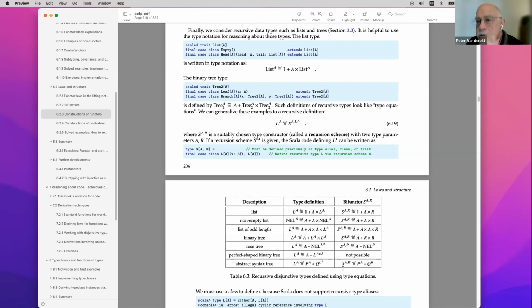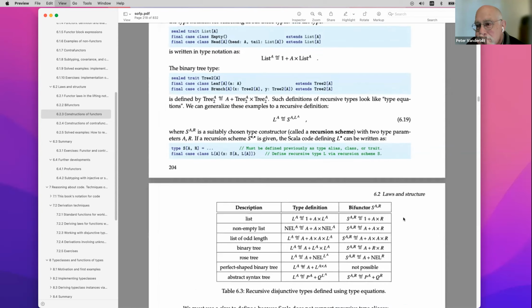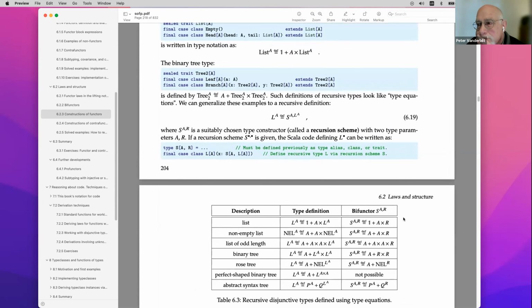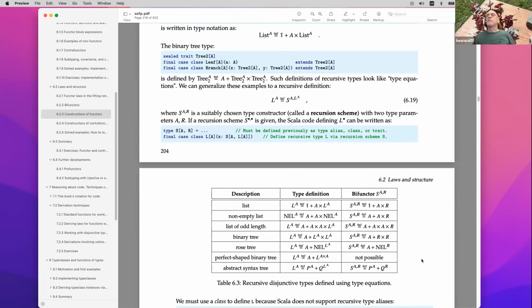Can you make it a little bigger? Yes. Yeah, thanks. Good.